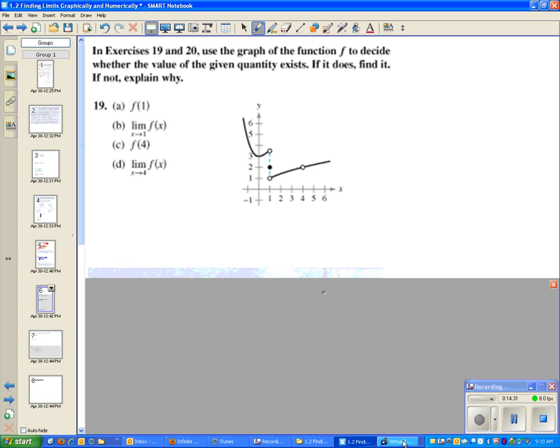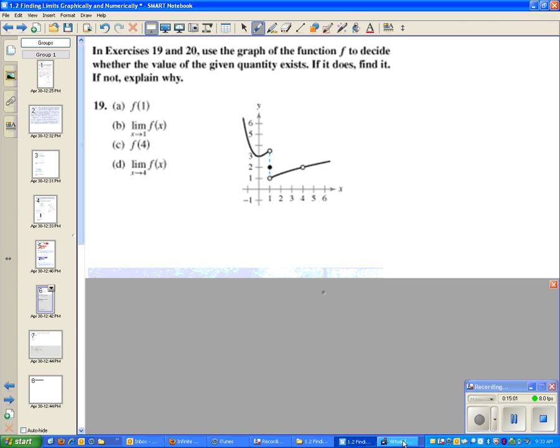All right, on this one, the directions say, in exercises 19 and 20, use the graph of the function to decide whether the value of the given quantity exists. If it does, find it. If not, explain why not. All right, so what we've got to do here is put your calculators up. They're not going to help you any. We go by the graph.